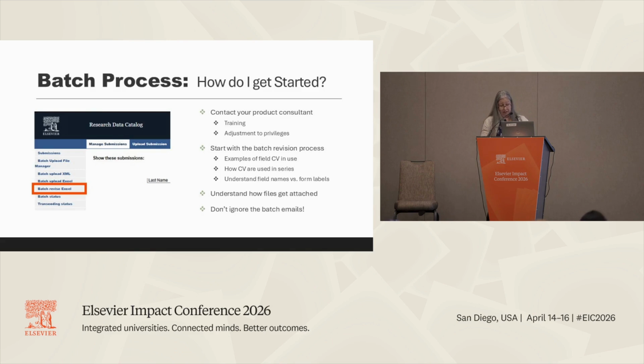To get started, contact your product consultant. They can set you up with training and adjust any privileges as necessary. I recommend starting out with the revision Excel. It allows you to see the metadata without committing to any change. And when you're ready, start small. Don't do more than you're willing to fix manually until you get the hang of things.